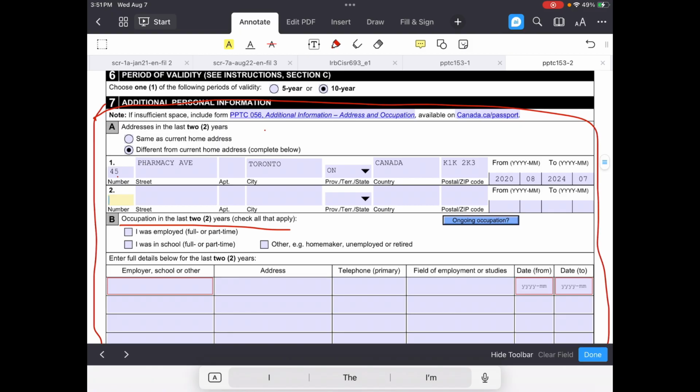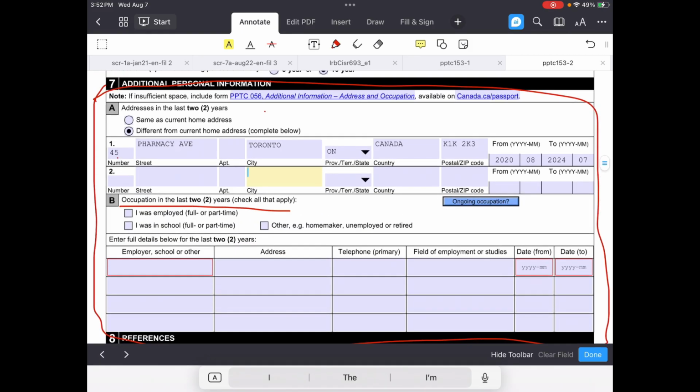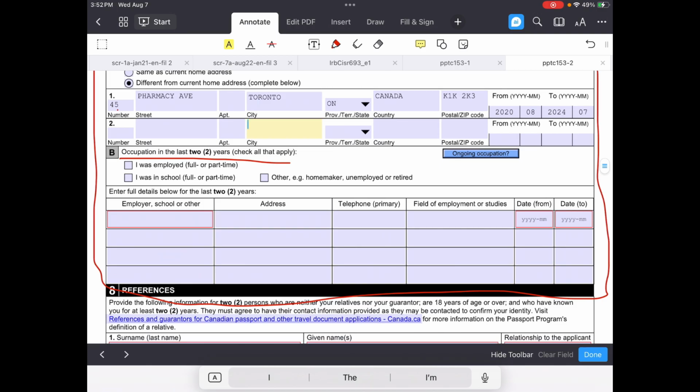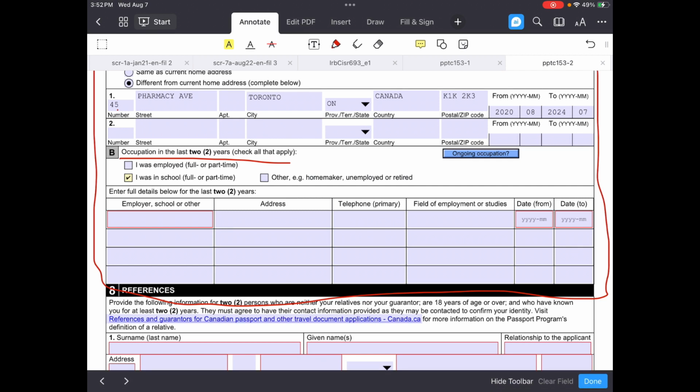If there's another address, you can just include that. If not, then you can just move on to section B, which is the occupation for the last 2 years. You can pick either this one: I was employed full-time or part-time; I was in school full-time or part-time; or other. If you're unemployed, retired, or a homemaker, you can choose this one. I'm just gonna say that I was both in school and employed.